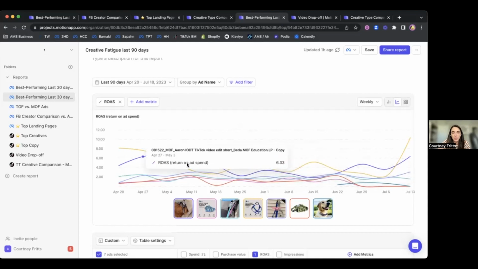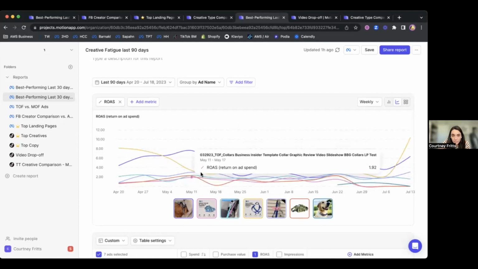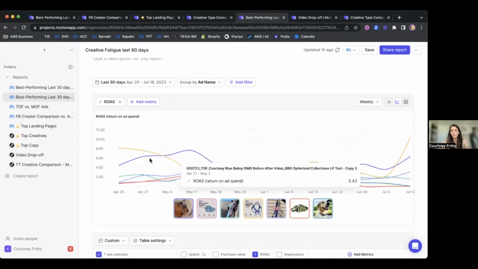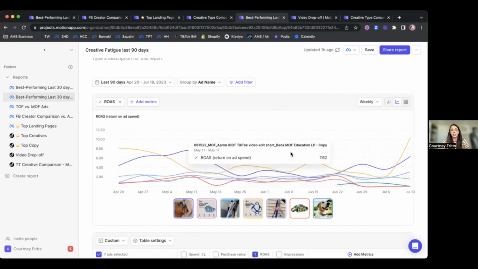Whereas maybe if I would have looked at this on May 11th or May 18th, where this yellow is kind of trending down, maybe on May 18th I would have been like, let me turn it down. You know, it's still working some, but let me turn it down, or whatever that may be.